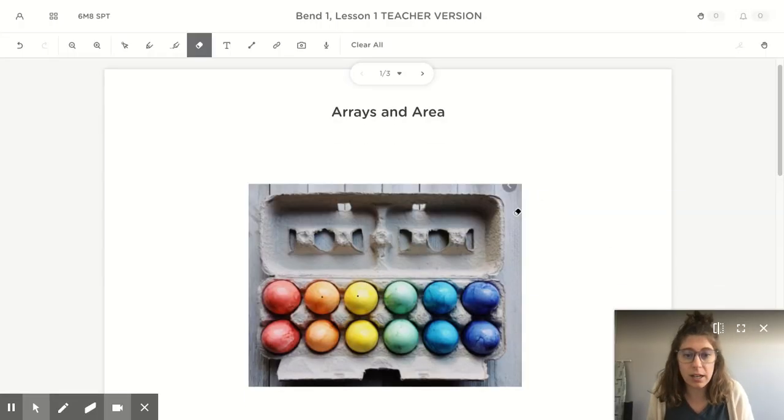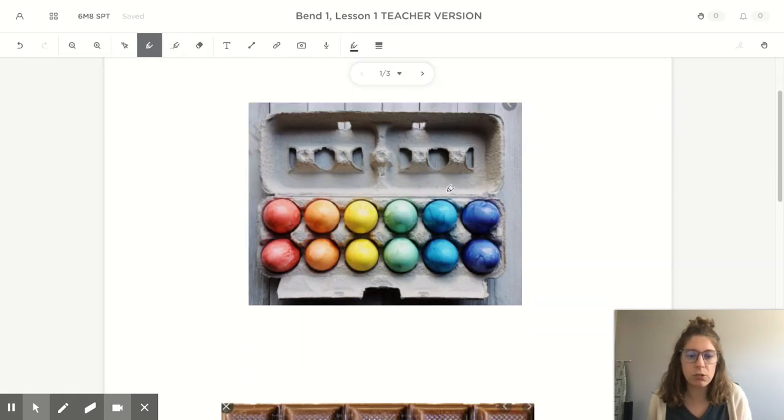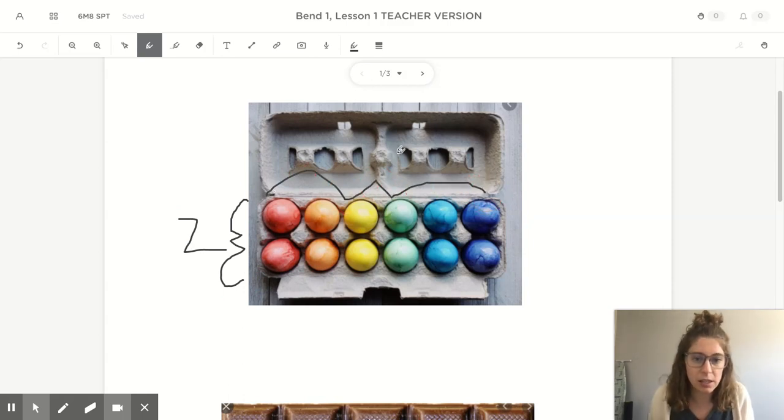So let's get started. All right, so let's review area first, and we're going to connect what we know about area and arrays. So remember, arrays are just rows and columns of something. And in third grade, you learned that you can find how many of something you have by multiplying if it's in an array. So for example, in this egg carton, I have 2 rows of eggs, or it's 2 eggs long, and I have 6 in each row.